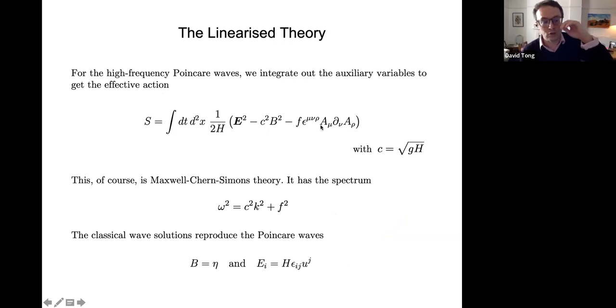It's well known that Maxwell-Chern-Simons theory has a gap. The spectrum of Maxwell-Chern-Simons theory is precisely the spectrum of the Poincaré waves. When you actually look at the profiles of the wave solutions, you reproduce the profiles of the Poincaré wave solutions. So those Poincaré waves do have a very natural action, to address Spencer's question from some time ago, and the action is simply U(1) Maxwell-Chern-Simons.